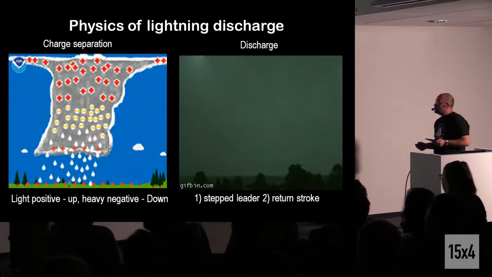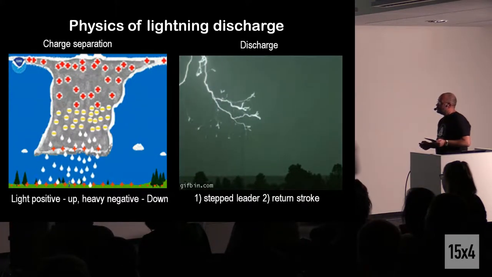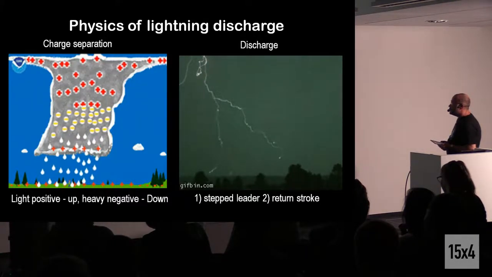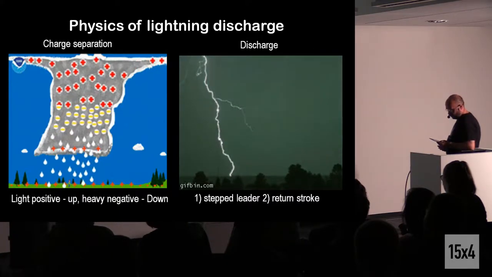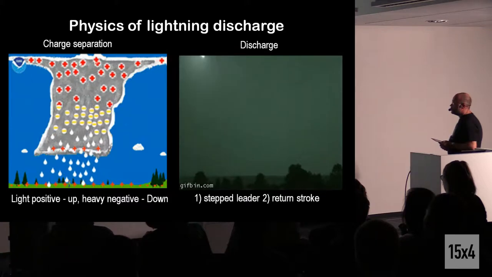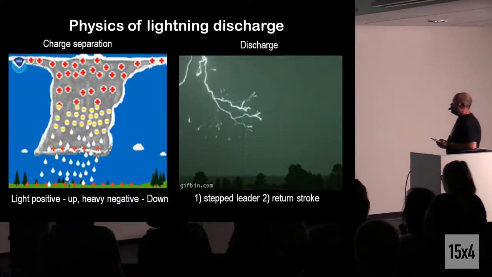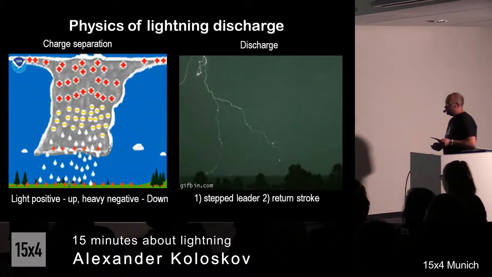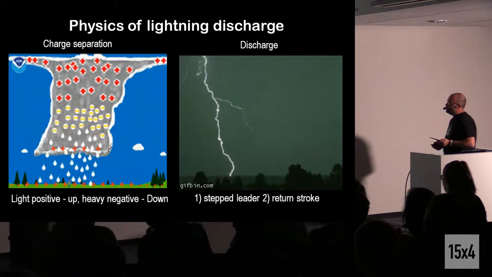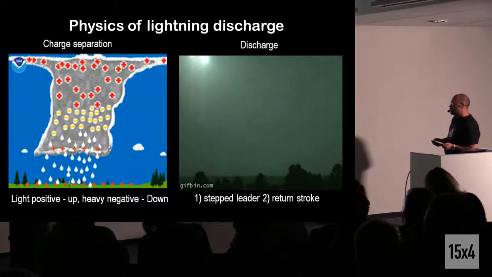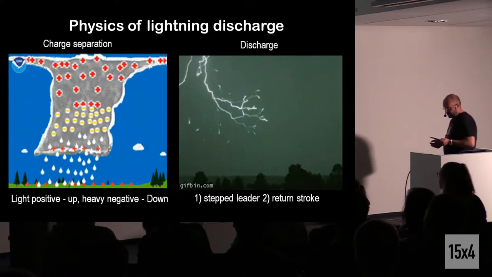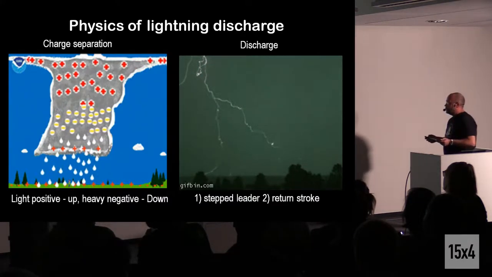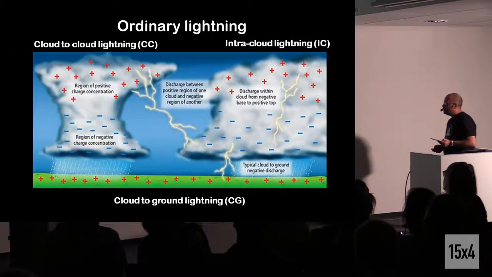This discharge consists of two stages. The first stage is the so-called step leader. It consists of several small strokes, and each of these strokes produces a long line with big ionization, and then a return stroke occurs. The current goes through this channel like in a wire. So there are two stages of lightning.